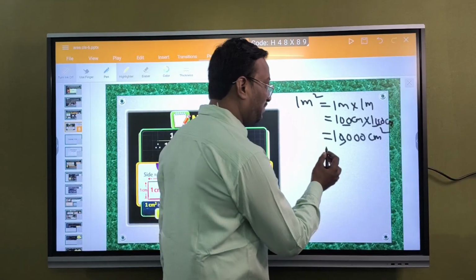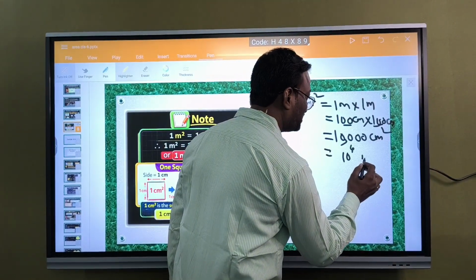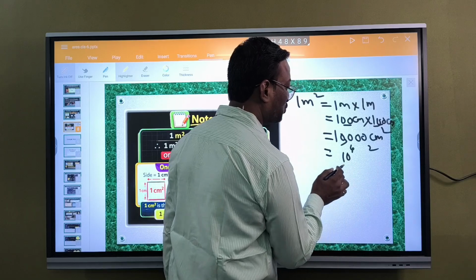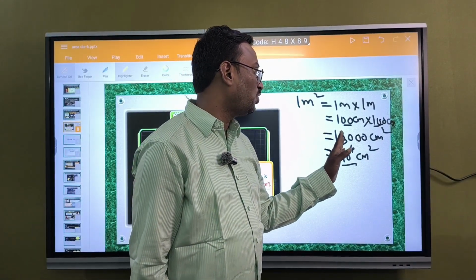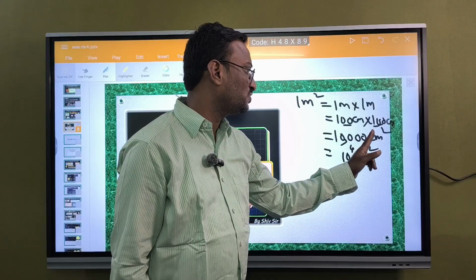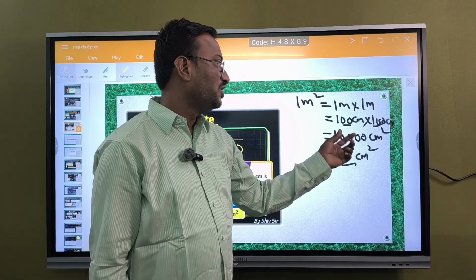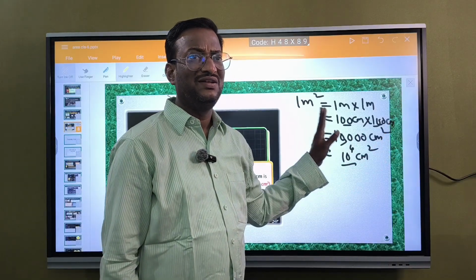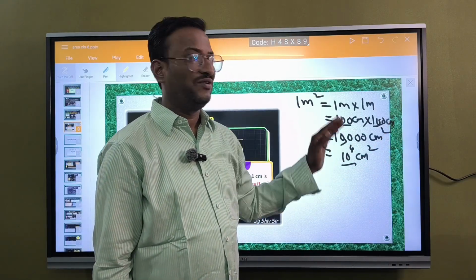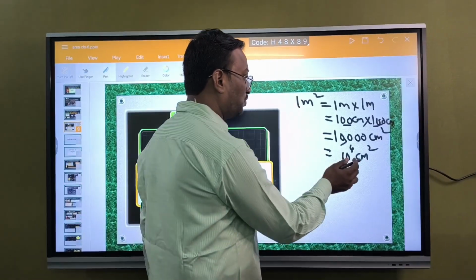So 10,000 can be written as 10 to the power of 4 centimeter squared. This you should also know, children. If you have 1 followed by n number of zeros, then that can be written as 10 to the power of n. We have 4 zeros, so we put 4. Okay, 1 meter squared is equal to this much.